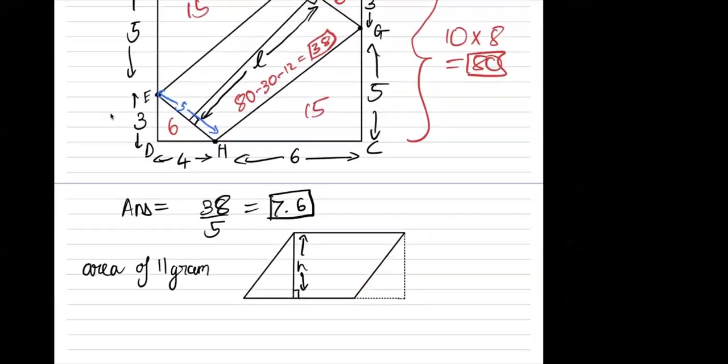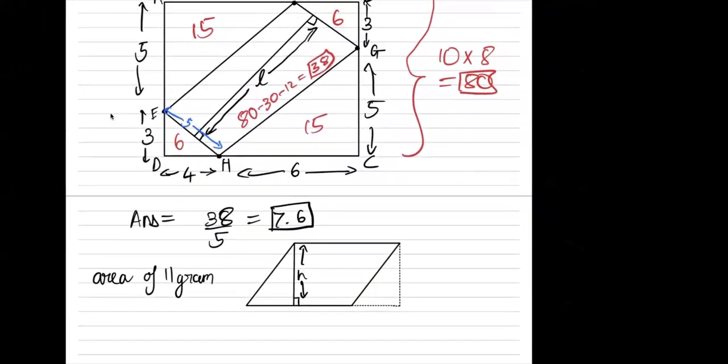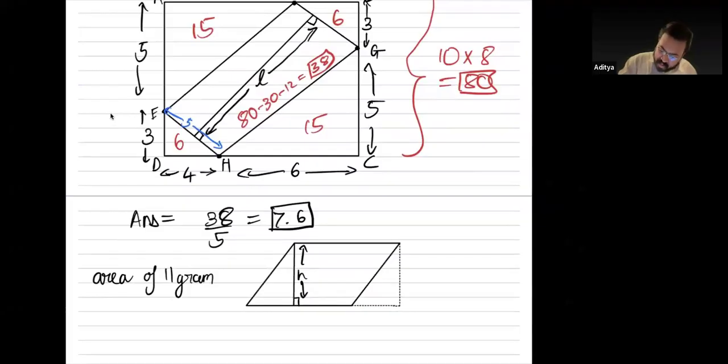No, I understand why we get the area, but why do we divide by 5? Because this 5 is the side length. This side length is 5, correct? 5 times L is equal to 38. So L becomes 38 upon 5.